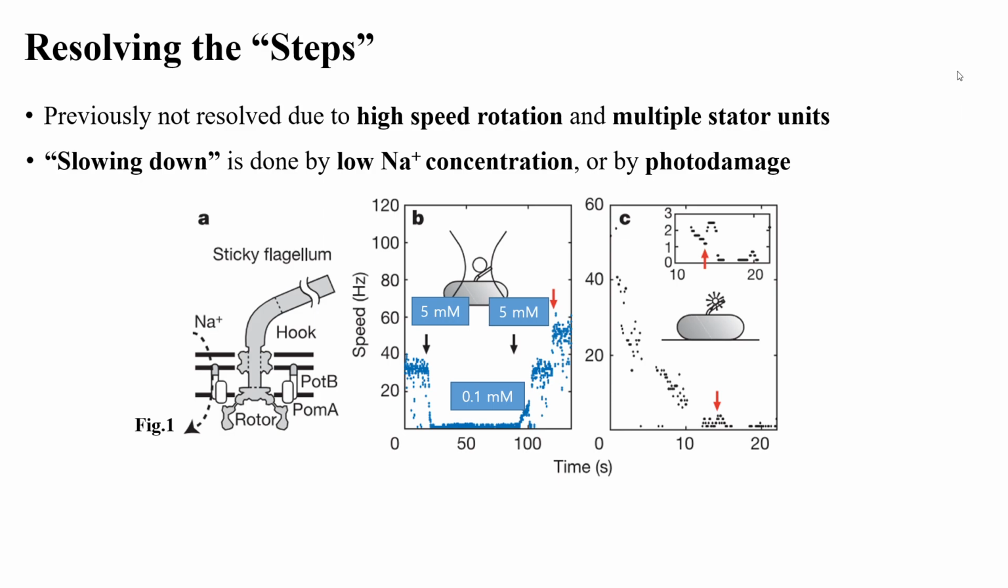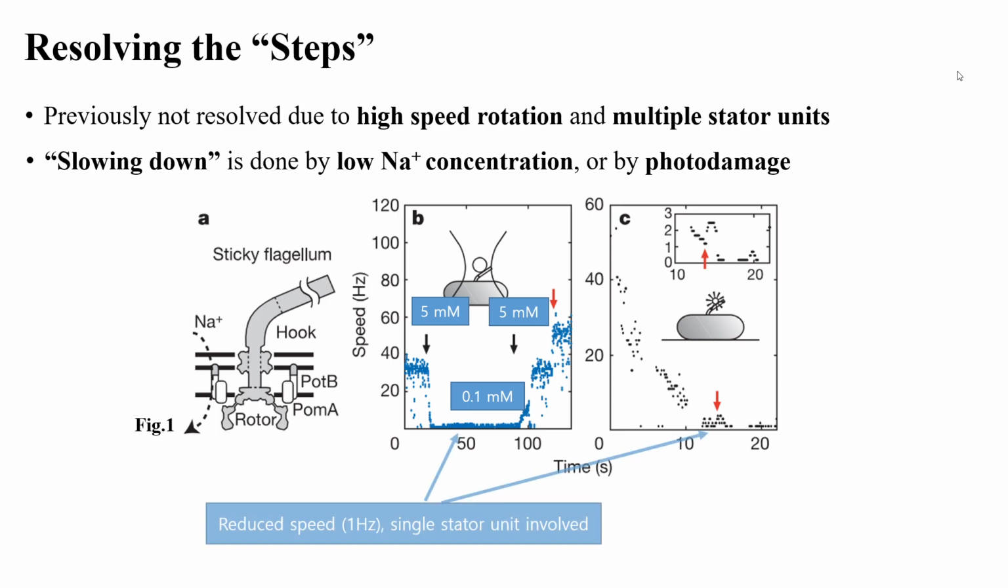Figure 1b shows the data from the back focal plane experiment. You see between the two black arrows that the sodium concentration is decreased from 5 millimolar to 0.1 millimolar. As a result, the speed of rotation is decreased to 1 Hz, and only a single stator unit that generates the torque was involved.